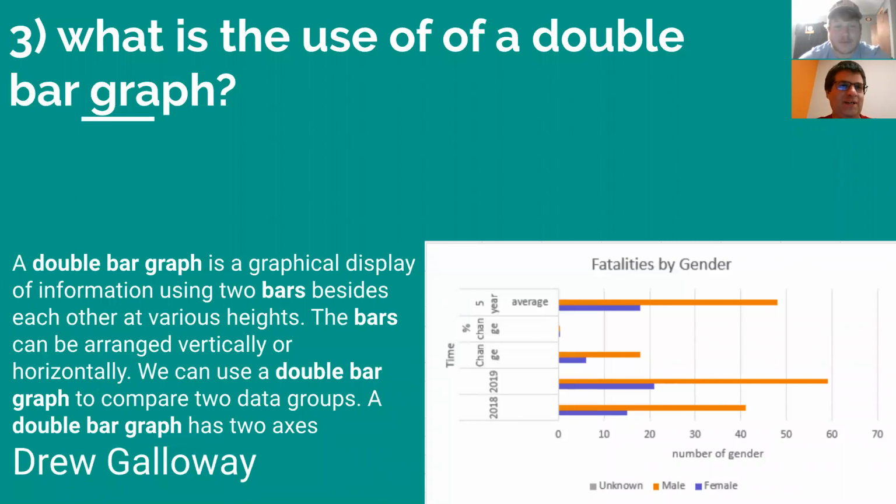All right, Drew, what is the use of a double bar graph? A double bar graph is a graphical display of information using two bars beside each other at various heights. The bars can be arranged vertically or horizontally. We can use a double bar graph to compare two data groups, as the double bar has two axes. And if you look at the other fatalities by gender, you'll notice that the orange ones are males, the blue ones are females, and the gray ones that you can't really see on there are unknown.